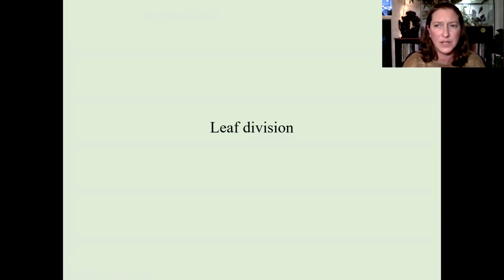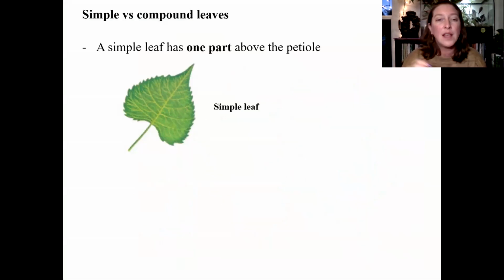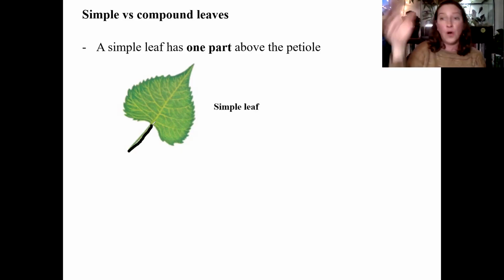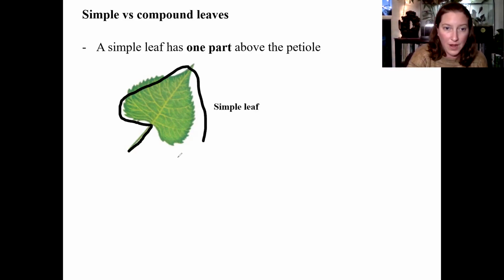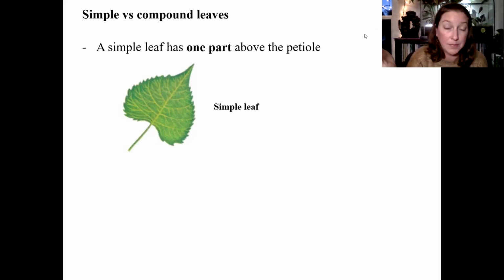Now I'm going to talk about leaf division. And this is that simple versus compound leaf thing again. So here we go. This is a simple leaf. A simple leaf is like, if you're playing with the leaf, there's only one structure above the petiole. So here's our petiole, and there's only one thing above that petiole. Remember, that's that midrib right there.